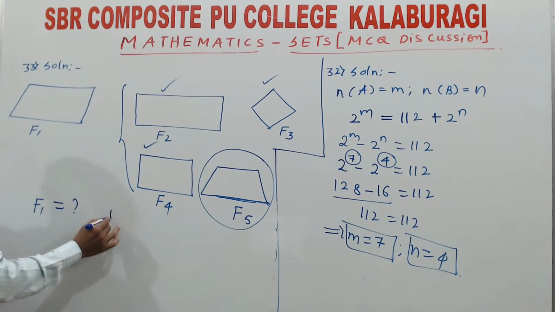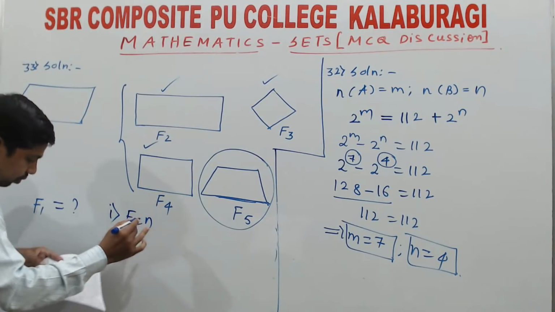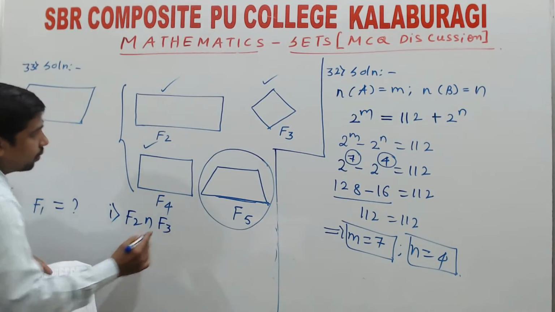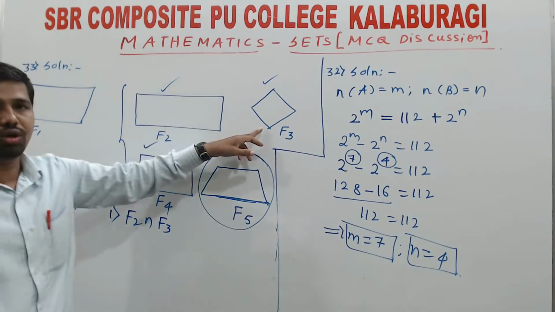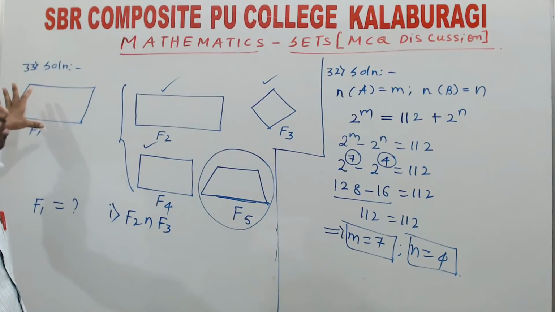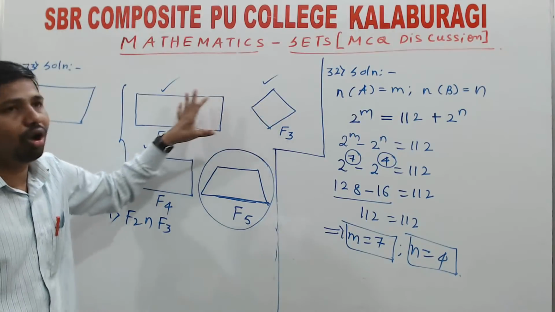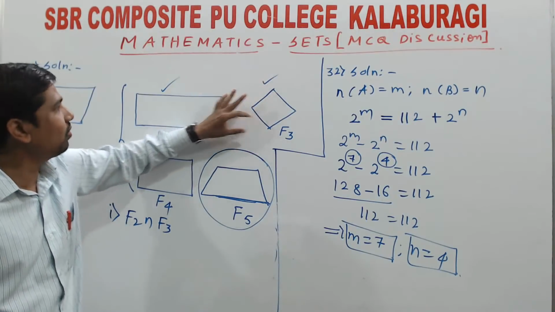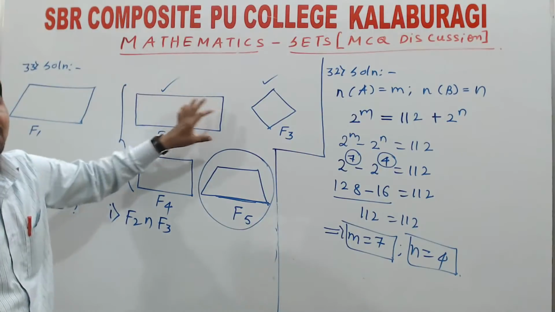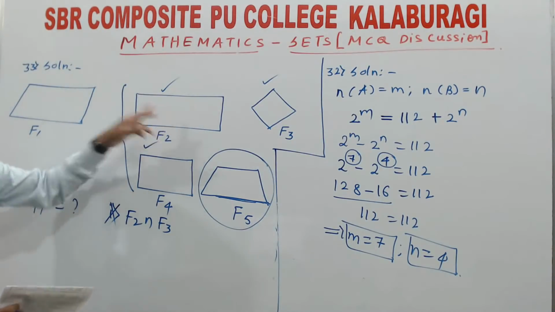So the first option, if you see, is F2 intersection F3. If I take the intersection of these two, am I getting a parallelogram? In a parallelogram, a pair of opposite sides is parallel and equal. If I take the intersection, there is something common, because here all sides are equal, and here only a pair of opposite sides is parallel and equal. So F2 intersection F3 cannot be called a parallelogram.